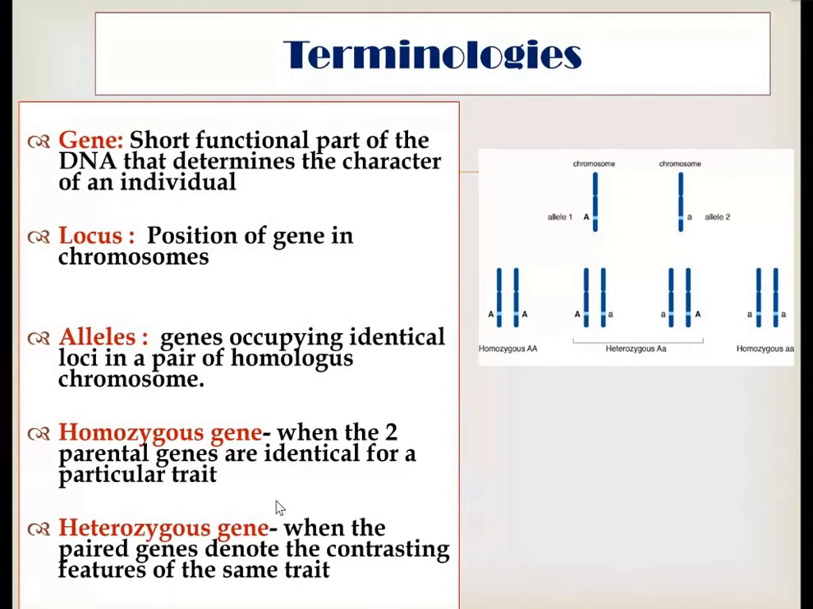The gene: just see, this one is the chromosome. Can you see a small light part of A, capital A? This is known as a gene. The gene is sort of the DNA. This is the functional part of the DNA that determines the characters of an individual, because this is the gene which is transferring from one generation to another generation. It plays a very important role in determining the character of an individual. This is known as the gene.